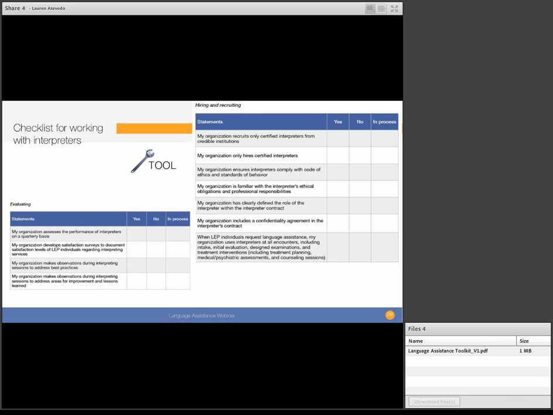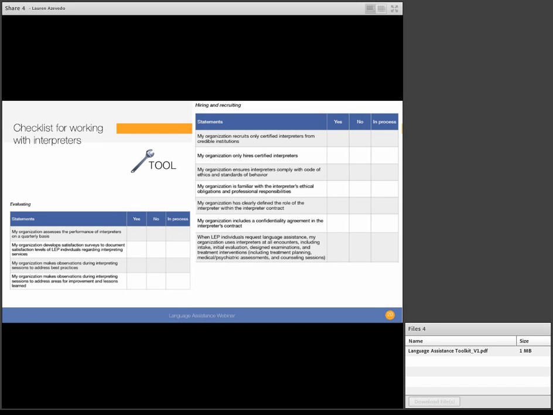My organization provides translated documents in the languages spoken by our target population. The third, my organization seeks funding to meet the needs of LEP individuals. I'm not going to read them all, but this is a set of criteria that you can use to assess the directness of your policies. The next page shows the criteria to assess manageability. It's not enough to have policies. They need to be overseen.